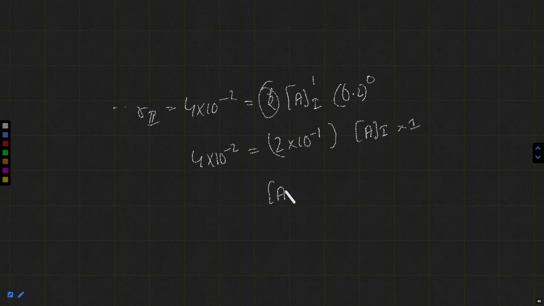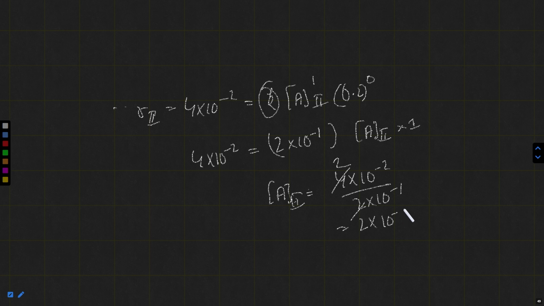Finally, we can write A for second. Yeah, we have to calculate for second now. This will be 4 into 10 to the power minus 2 divided by 2 into 10 to the power minus 1. This gives 2 into 10 to the power minus 1. This will be your answer, okay? What will be the unit of this? Mole per liter.